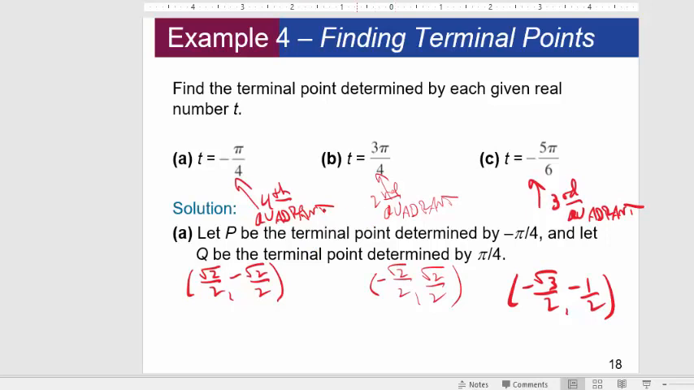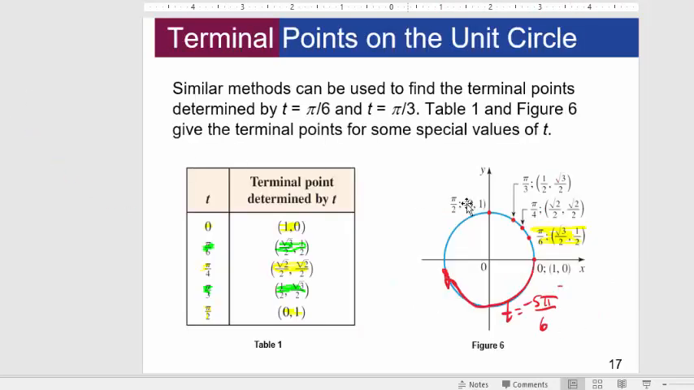Right? So the idea of saying what quadrant it's in, it just determines what's positive and what's negative, right? So in the fourth quadrant, x was positive, y was negative. In the second quadrant, x was negative, y was positive, but then in the third quadrant, they were both negative. And then I just had to determine what was my reference angle, right? So for the first two, the reference angle was pi over 4, and then for the last one, the reference angle was pi over 6.